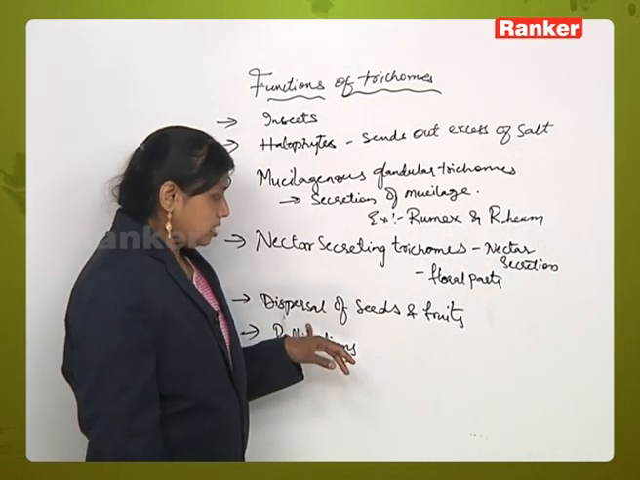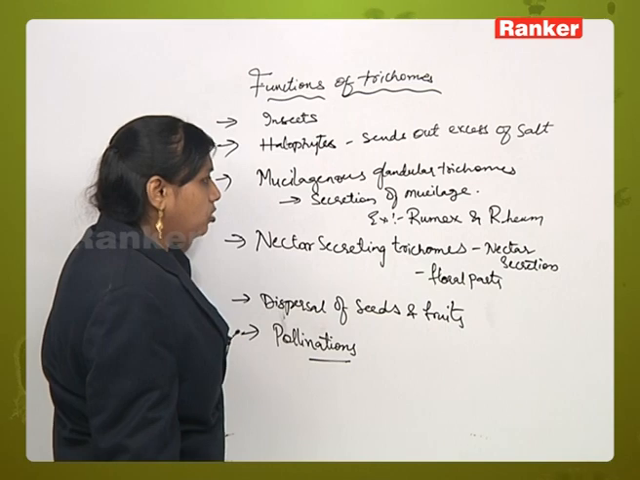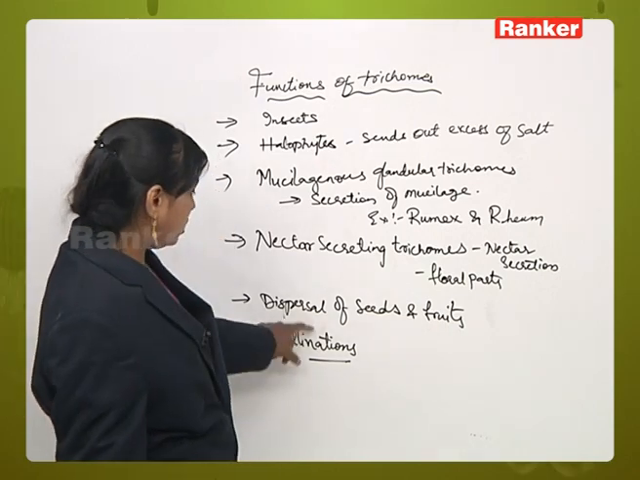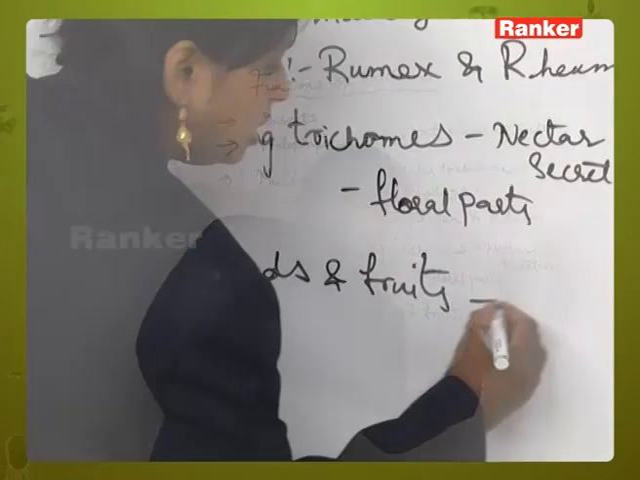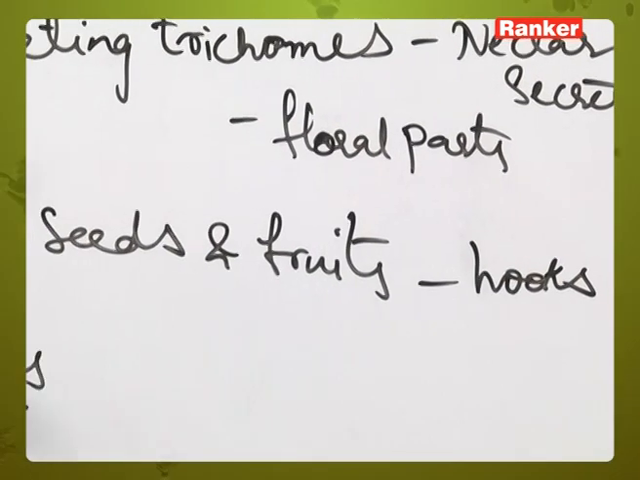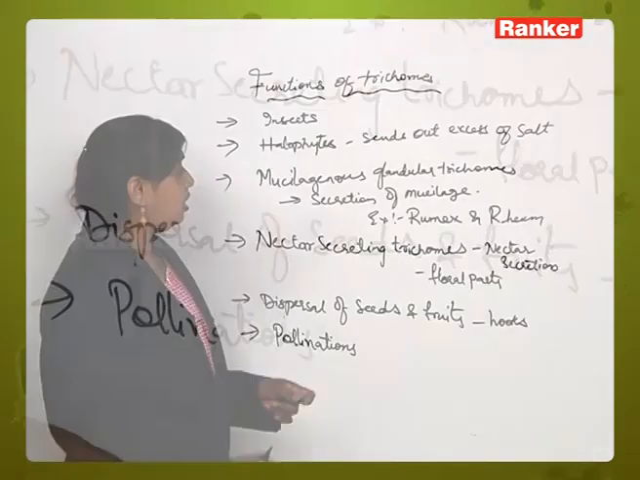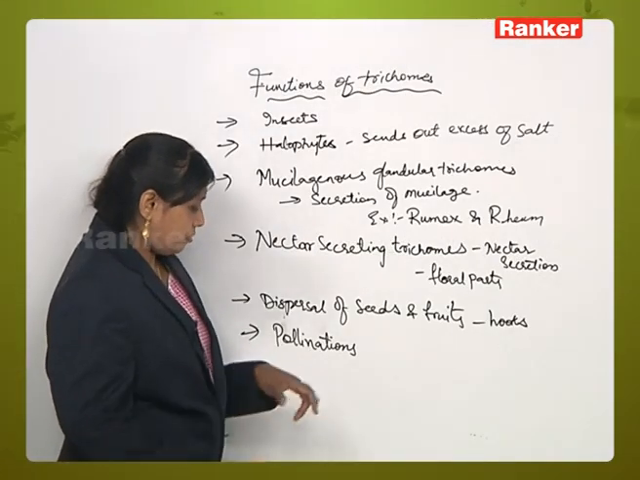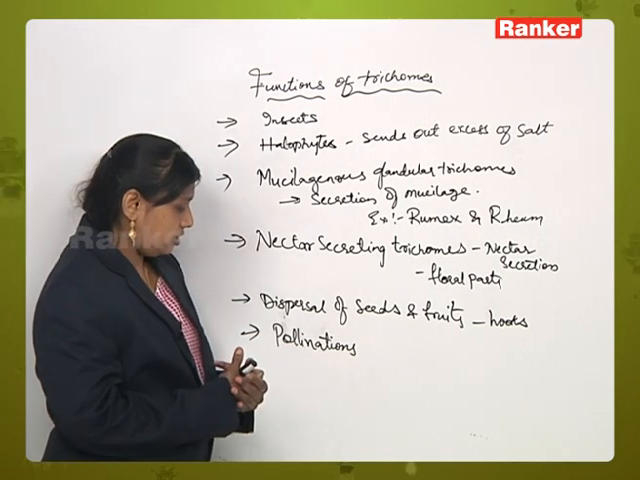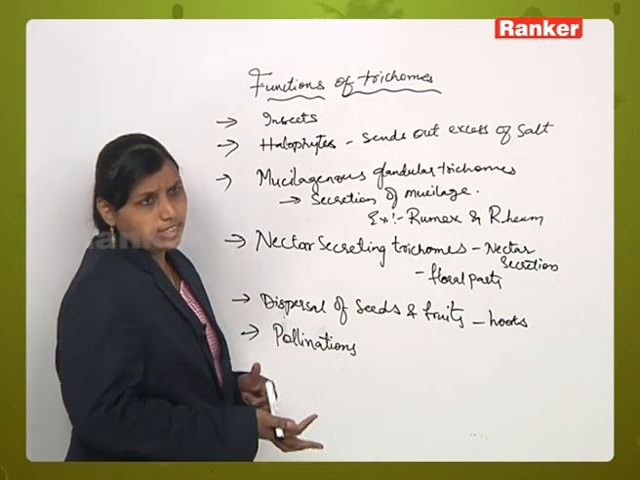Next, these trichomes are also modified into special structures, into hook-like structures, and these are meant for the dispersal of seeds and fruits. And the trichomes present in the floral parts help these floral parts to get activated and function during the process called pollination. So this is about trichomes.